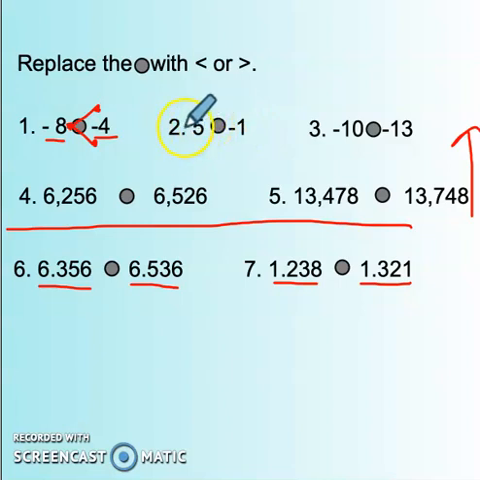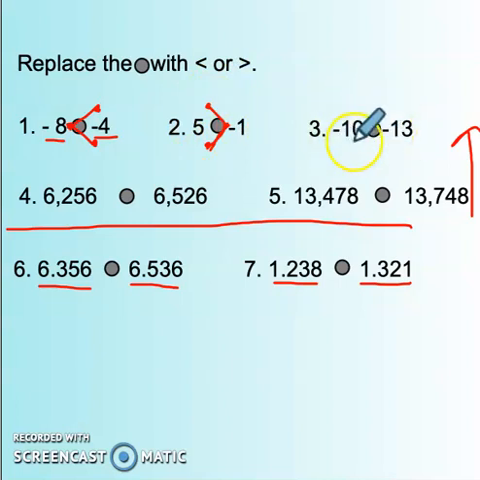Yep, a positive is always larger than a negative. And so no matter what, remember my least number gets 1 point because it's the smallest. My bigger number gets 2 points, and the mouth is going to face that bigger number. And so this is actually reading 5 is greater than -1.